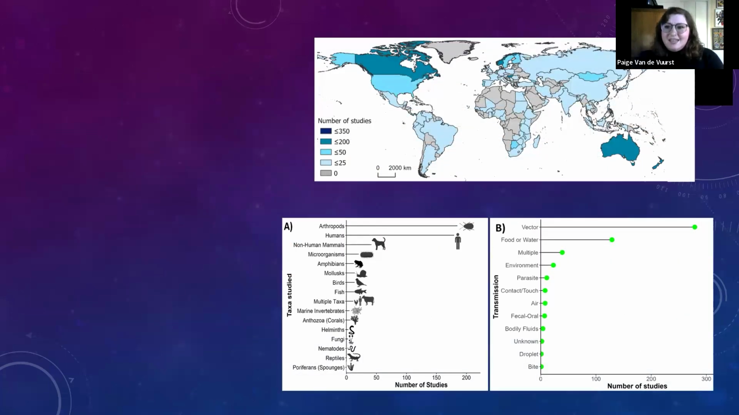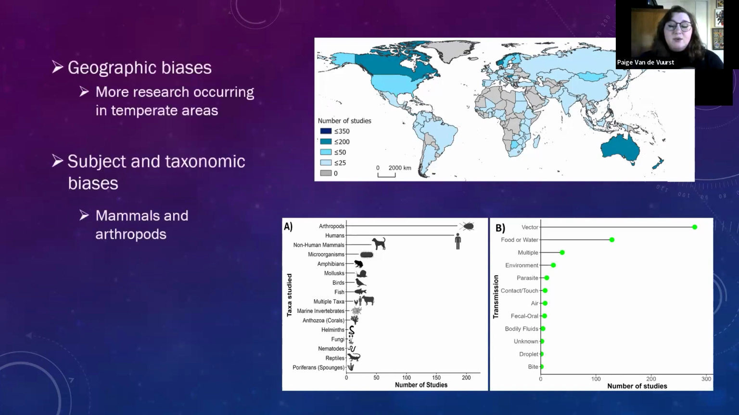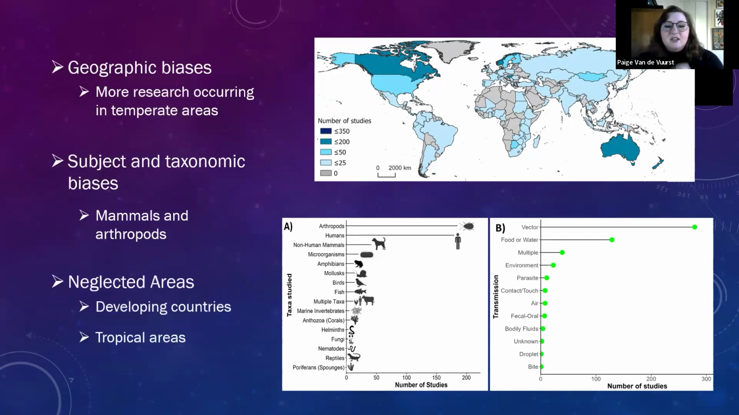So what were our key takeaways from this assessment, and what did we want to note for the overall assessment of climate change and infectious diseases? Well, principally, there was a geographic bias where more research was occurring in temperate, well-developed areas, as well as a subject and taxonomic bias with more research devoted towards mammals and arthropods than other taxonomic groups. Which again is somewhat understandable because human health is such a driving force behind research efforts. But we did note that we might be leaving out some of those key reservoirs or vectors that might not be as well understood during this period. And some neglected areas included developing countries or low-income countries, as well as tropical areas.